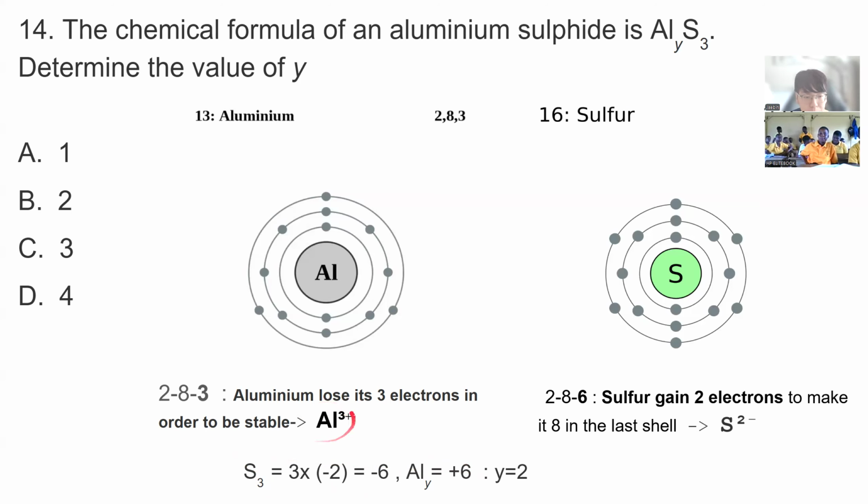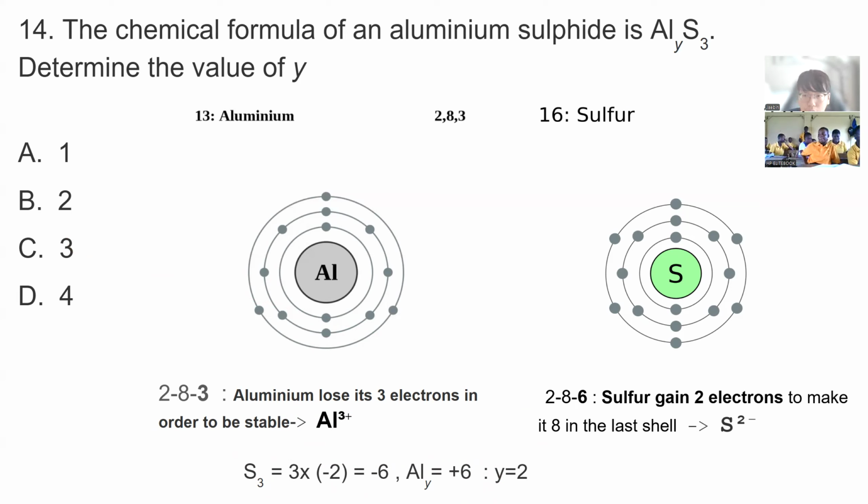But remember that aluminum has an ion charge of 3 plus, since it wants to lose 3 electrons. Therefore, if we divide 6 by 3, we have 2 aluminum ions. So the answer is B. It requires 2 aluminum ions.